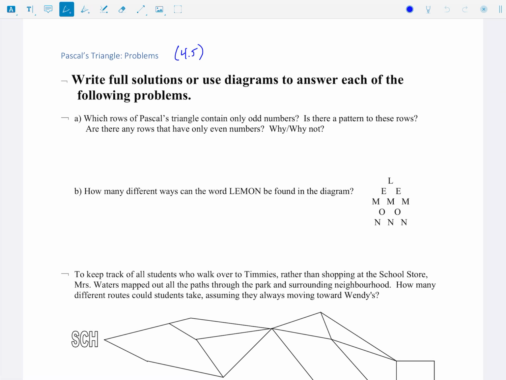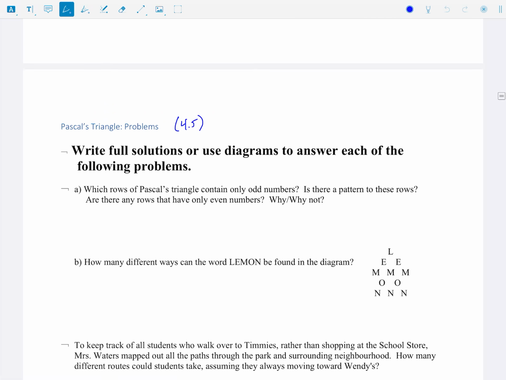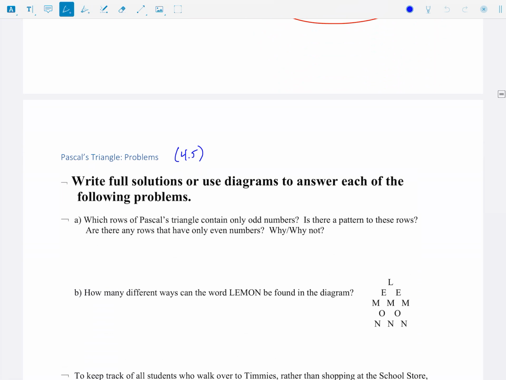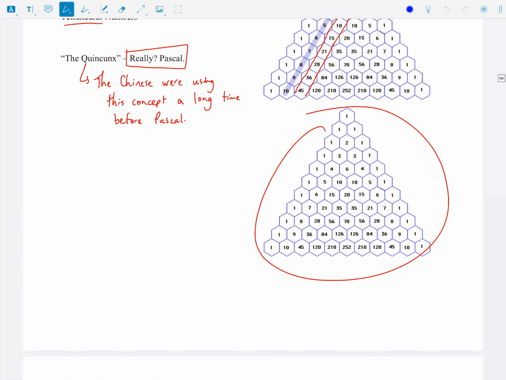All right. So first of all, let's look at the rows of Pascal's triangle that contain only odd numbers and see if there's a pattern to these rows. And are there any rows that have only even numbers? Why or why not? Okay. Are there rows that contain only odd numbers? So this is only odd. This is only odd.